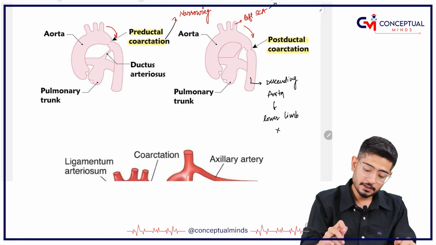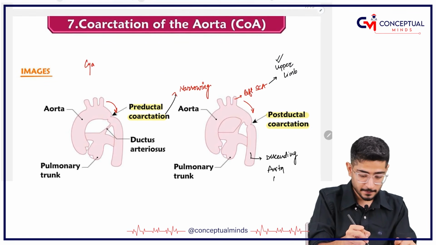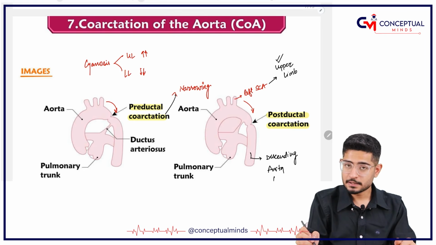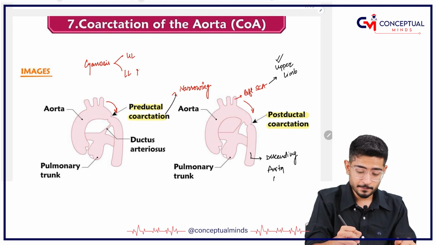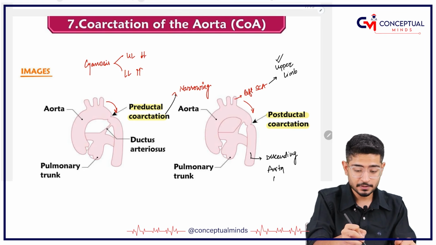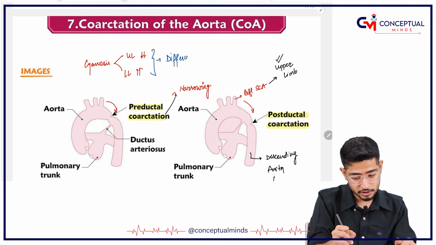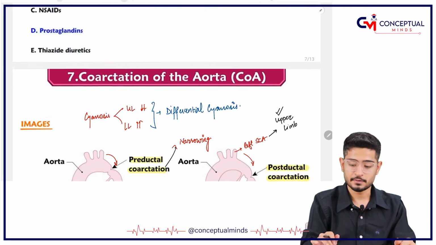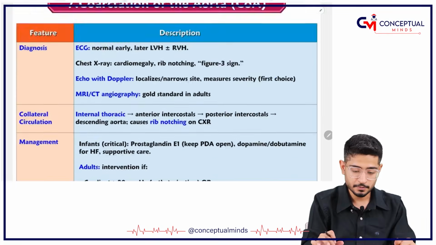That's why even if cyanosis develops, the cyanosis is going to develop more in the upper limb and very little in the lower limb. Because it is more in the upper limb and less in the lower limb, this cyanosis is called differential cyanosis. This is important for you to remember.